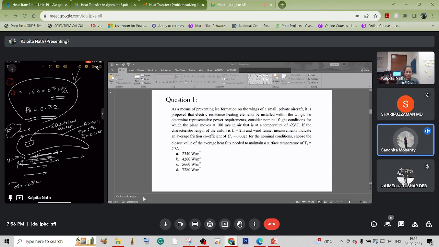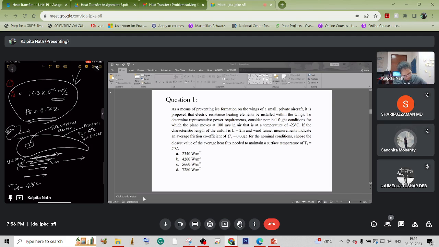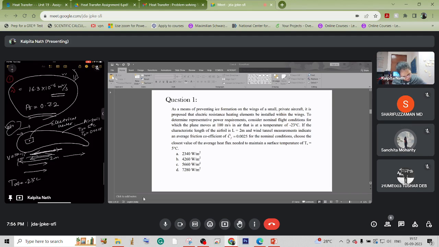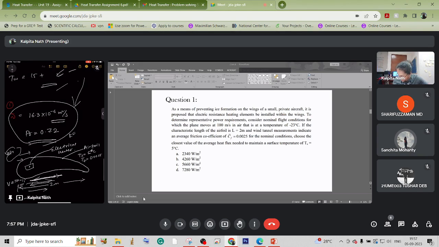And to calculate the heat transfer coefficient, we need the K value. K value will be 0.022 watt per meter Kelvin.